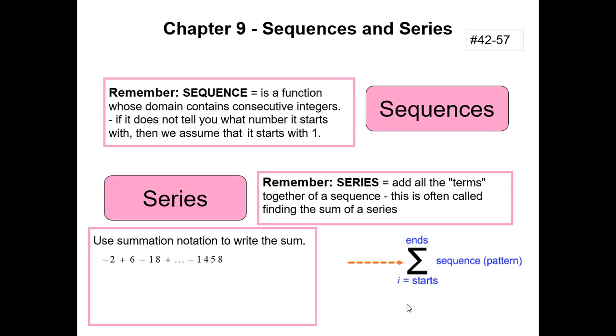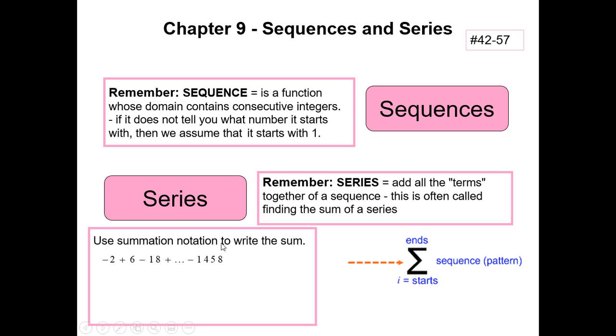Today we're going to review Chapter 9, Sequences and Series. Remember, a sequence is a function whose domain contains consecutive integers: 1, 2, 3, 4, 5. It does not tell you what number it starts with, but then we can assume it starts with 1. A series, we add up all the terms of a sequence together. This is also often called finding the sum of a series, or a summation function.